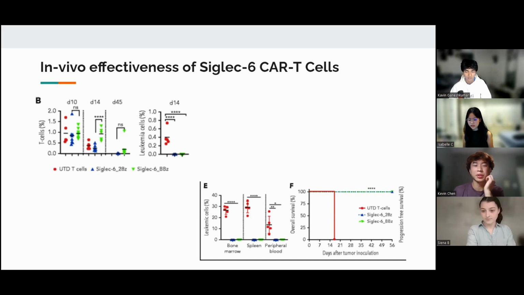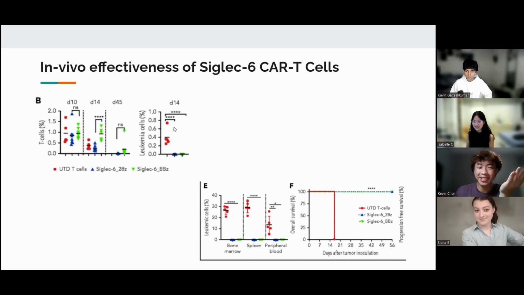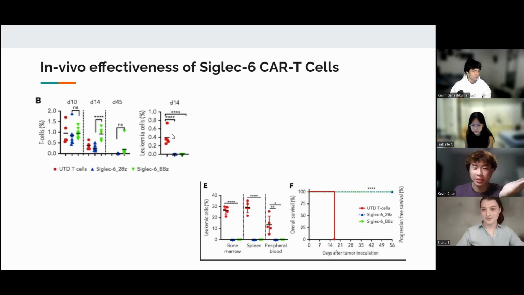Also, another thing: when you're reading these studies, the figures are often so confusing, it takes a while to take them in. But these figures are so obvious that the Siglec-6 is working well. The higher the red is, the more leukemia cells there are. The red is the UTD, or the natural T cells, and the leukemia cells are still there. And then the blue and the green, the Siglec-6, they're just gone. It just wiped out the leukemia.